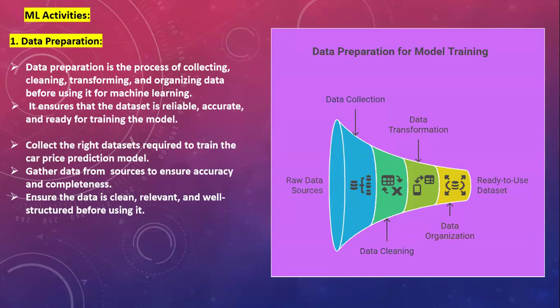So first we need to collect the right data sets, which are required to train the car price prediction model. Then we need to gather the data from different sources to ensure accuracy and completeness, taking the data from different APIs and databases on different platforms, and make sure that the data is clean, relevant, and well structured before using it in a machine learning model.